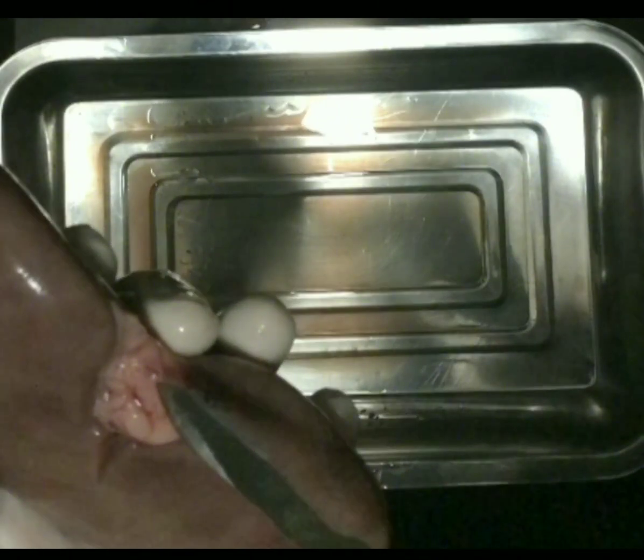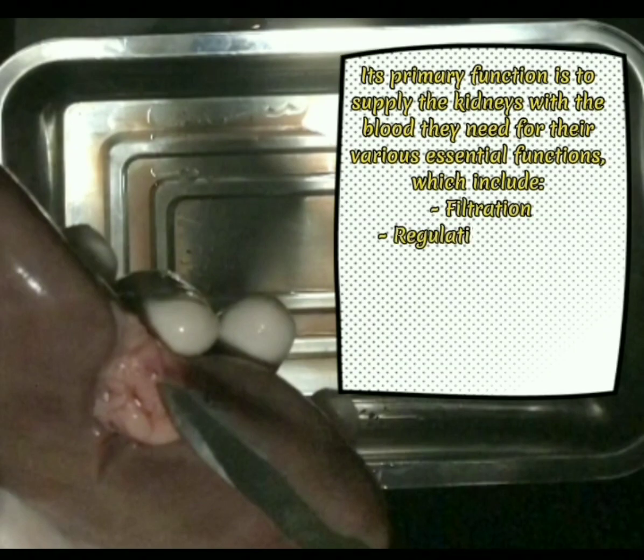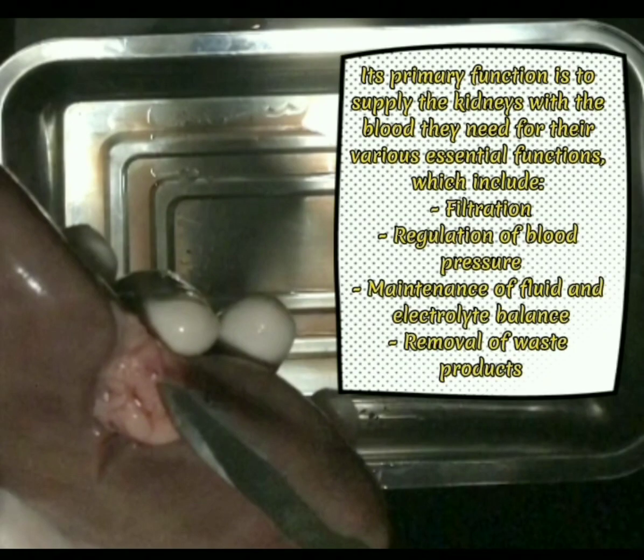Now, we can see small holes, which are the renal artery and the renal vein. What I'm pointing now is the renal artery. The renal artery is a vital blood vessel that carries oxygenated blood to the kidneys. Its primary function is to supply the kidneys with the blood they need for their various essential functions, which include filtration, regulation of blood pressure, maintenance of fluid and electrolyte balance, and lastly, removal of waste products.